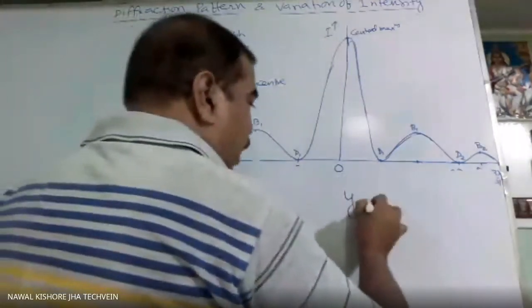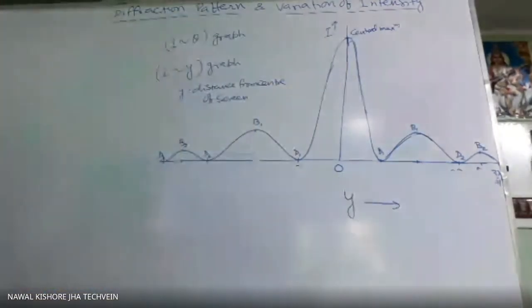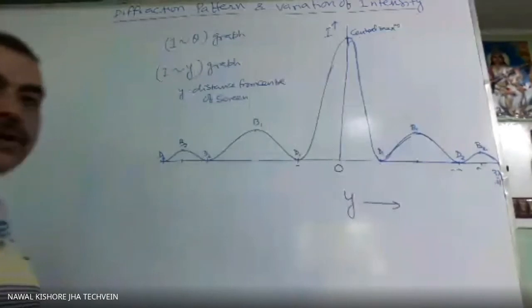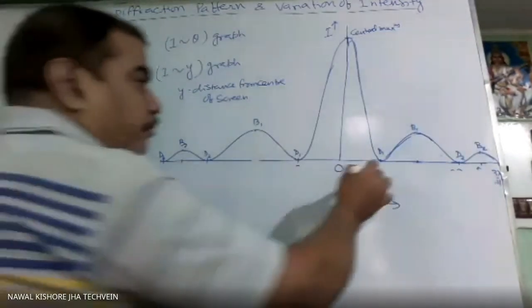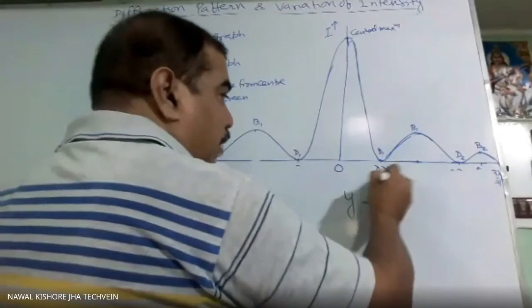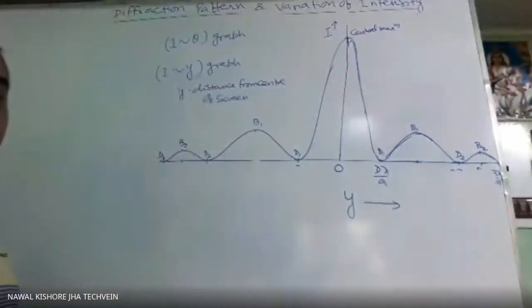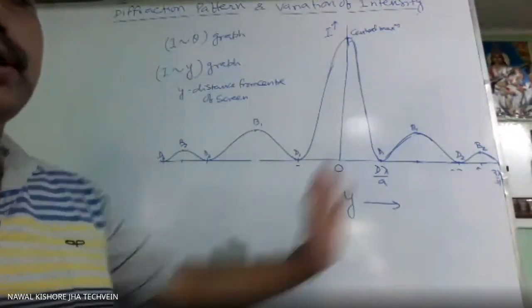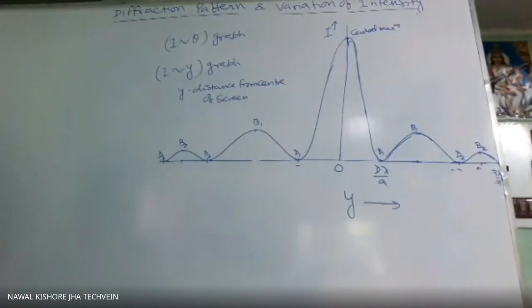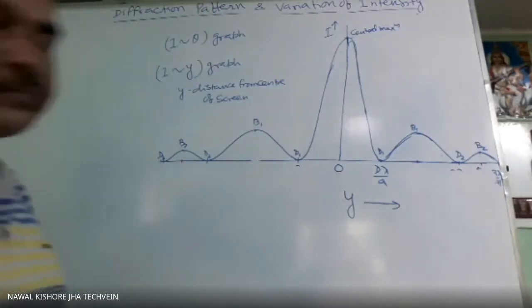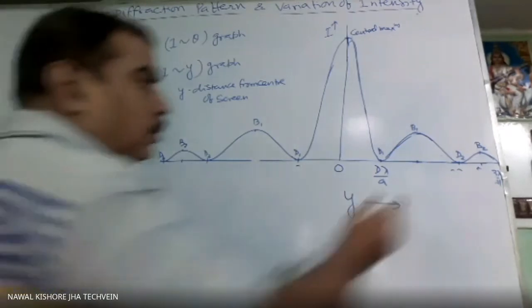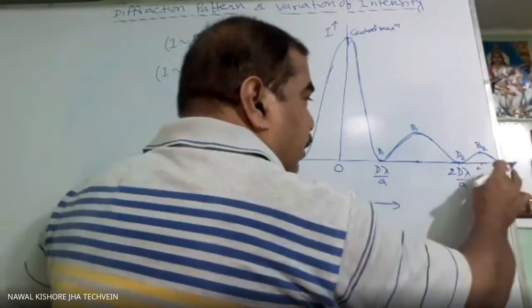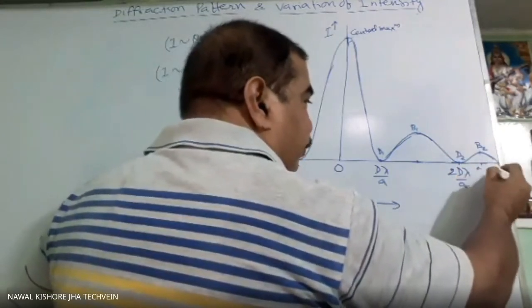So if it is I versus y graph, this will be 0. What was the position of first dark? It was d lambda over a, where d is the distance between the diffracting slit and the screen. This is 2d lambda over a. Similarly, this one will be 3d lambda over a.